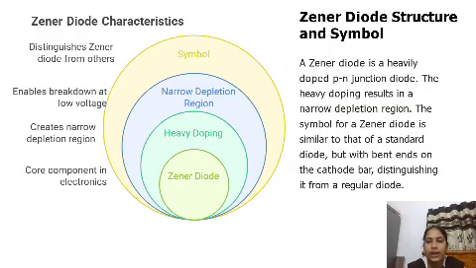Zener diode structure and symbol. A Zener diode is a heavily doped PN junction diode. The heavy doping results in a narrow depletion region. The symbol for the Zener diode is similar to that of the standard diode but with bent ends on the cathode bar, distinguishing it from a regular diode.